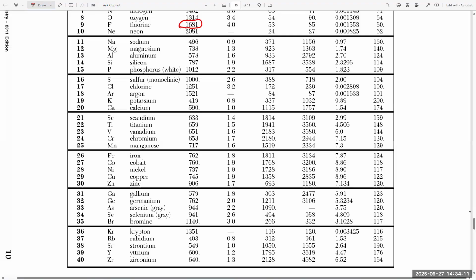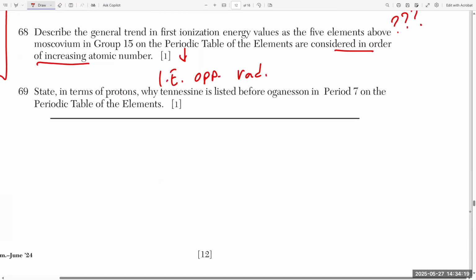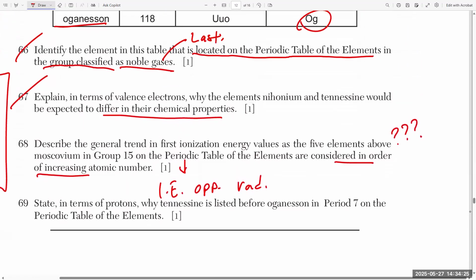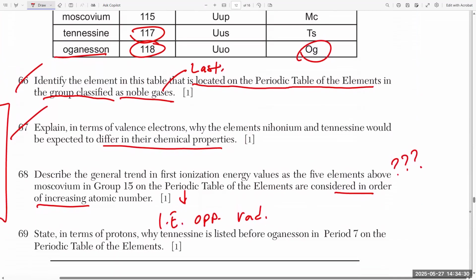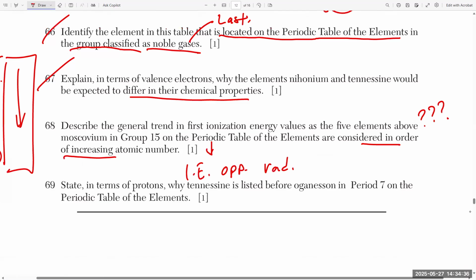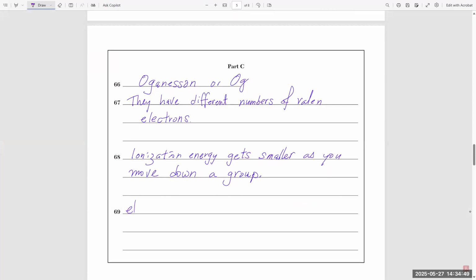So let's go to 69. State in terms of protons why tennessine is listed before oganesson in period 7 on the periodic table of the elements. Tennessine is 117 and 118. Well, again, this has nothing to do with this problem. It has everything to do with why some things are listed before others on a periodic table going this way. Well, because they're arranged in their increasing atomic numbers.